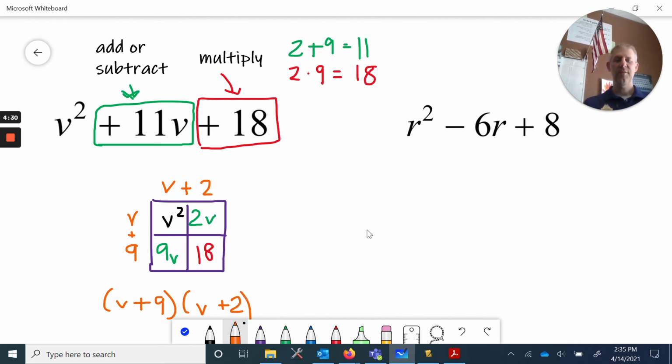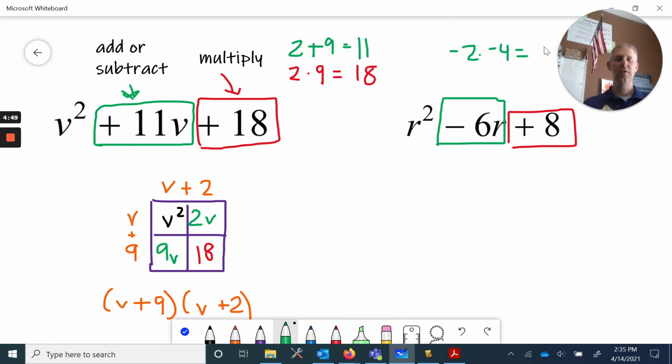When you look at this second one, you'll see the numbers have to multiply to 8, but add to -6. So what you're looking for here is 2 times 4, but we want -6, so we're going to have -2 times -4 is equal to +8. I used the wrong color there. That should be red. And then we're going to go -2 plus -4 equals -6.